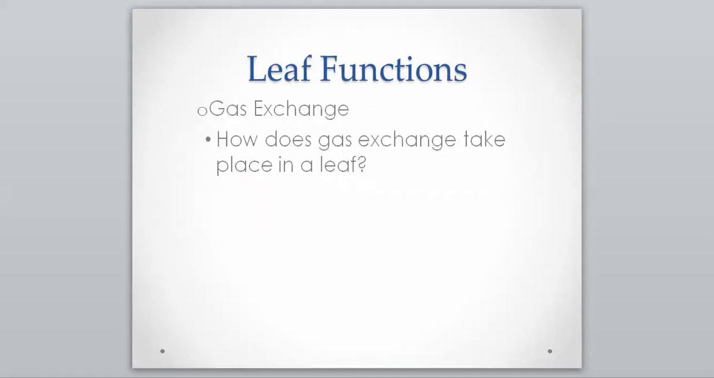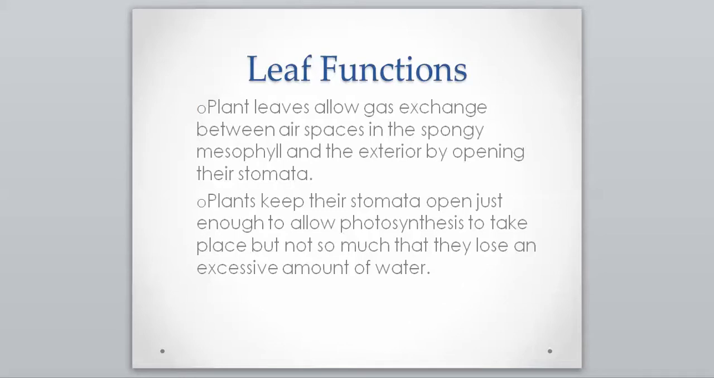And so now the last part of leaf function is gas exchange, and we're going to look at how gas exchange takes place in a leaf. Plant leaves allow gas exchange, mainly CO2 and oxygen, between the air spaces in the spongy mesophyll and the exterior by opening their stomata. So stomata help with transpiration as well as gas exchange. And plants keep their stomata open just enough to allow photosynthesis to take place, but not so much that they lose an excessive amount of water.